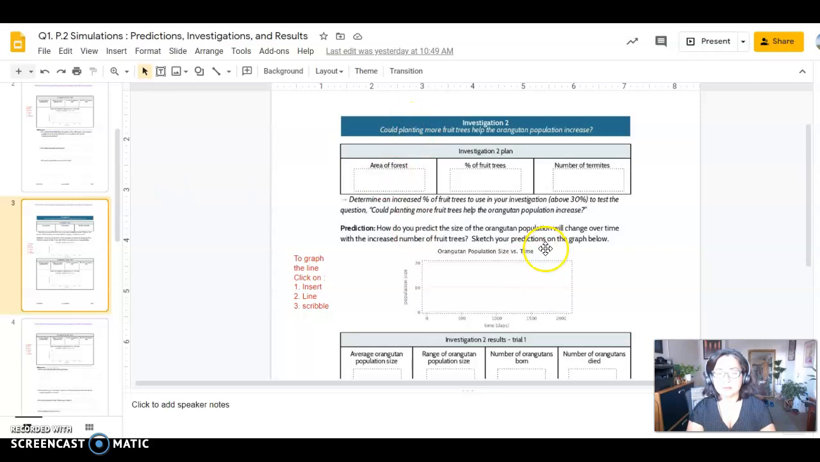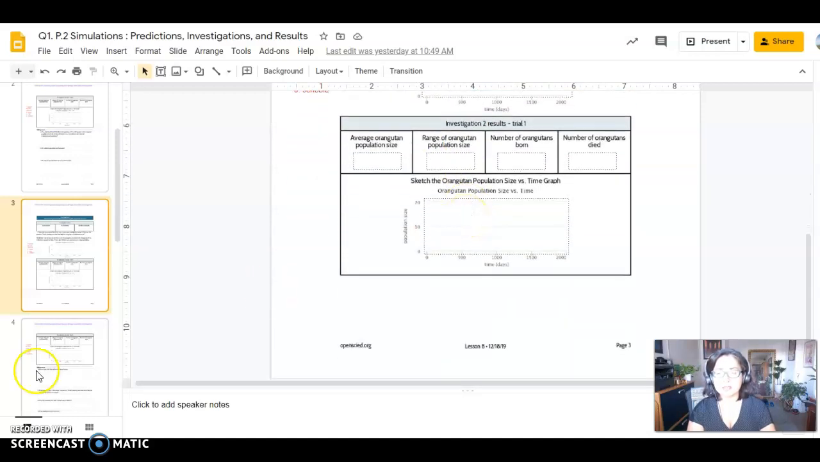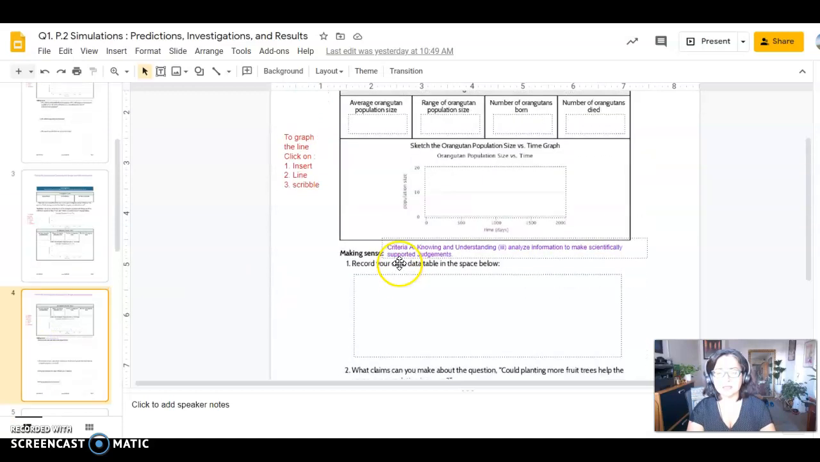And then you're going to run the simulation. And please pay attention to what you are answering. The question that is being asked under investigation 2 is, could planting more fruit trees help the orangutan population increase? So ultimately, you're going to run the investigation twice, and you're going to move on to slide 3 to do the making sense part of it, which is criteria A, knowing and understanding and analyzing the information.